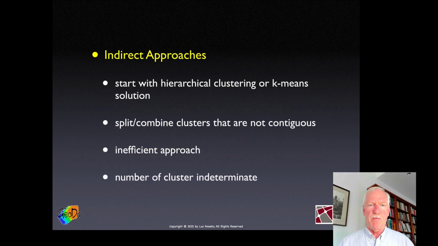Early on in the literature, a number of ad hoc indirect approaches were suggested, essentially starting with a standard clustering algorithm, either hierarchical, k-means, or something like that, and then, quote-unquote, fixing it. In other words, if you end up with, say, k equal 6 clusters, but the units are not contiguous, then you increase k to make sure that each entity consists only of contiguous units, or you start moving units around to make sure that they are contiguous.